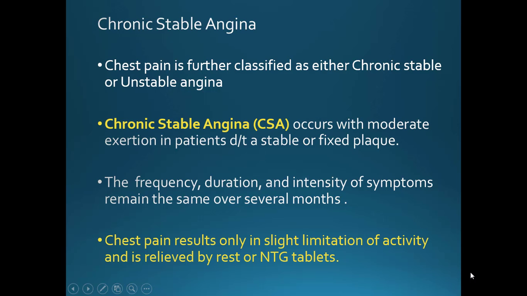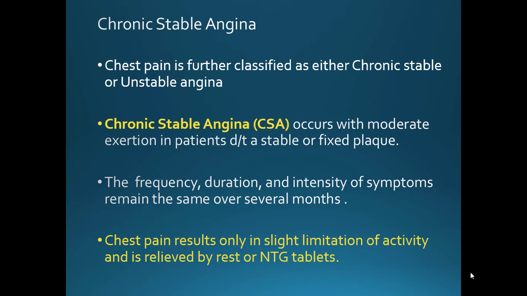Chest pain is further classified as either chronic stable or unstable angina. Chronic stable angina occurs with moderate exertion in patients with a stable or fixed plaque. The frequency, duration, and intensity of the symptoms remain the same over several months. Chest pain results only in slight limitation of activities and is relieved by rest or nitroglycerin tablets. The fact to keep in mind is that chronic stable angina can become unstable and evolve into an acute MI.